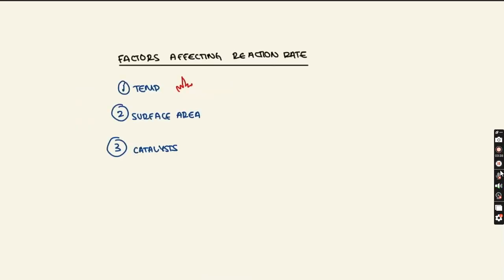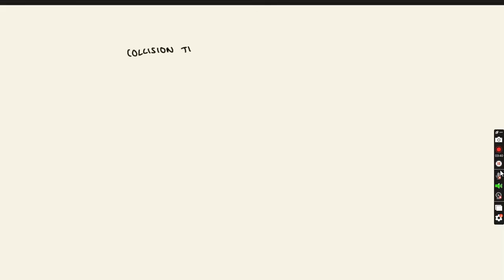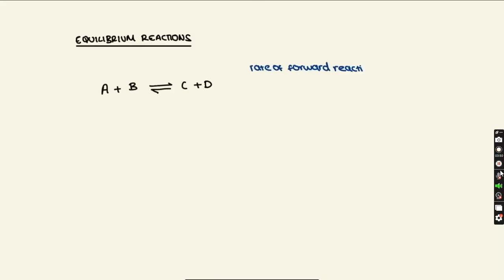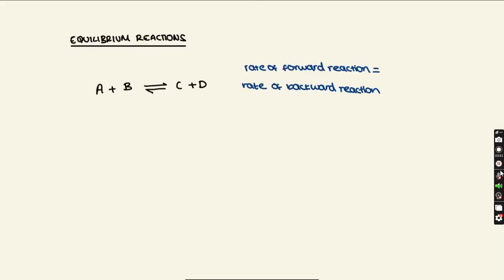What are the factors that affect reaction rates? Temperature, surface area, and catalysts. The collision theory involves reactions which occur when particles collide with sufficient energy, which is the activation energy. Equilibrium is a dynamic state where the forward and reverse reactions occur at the same rate. Changing conditions, for example temperature, pressure, and concentration, can shift the equilibrium, either to the left or to the right.